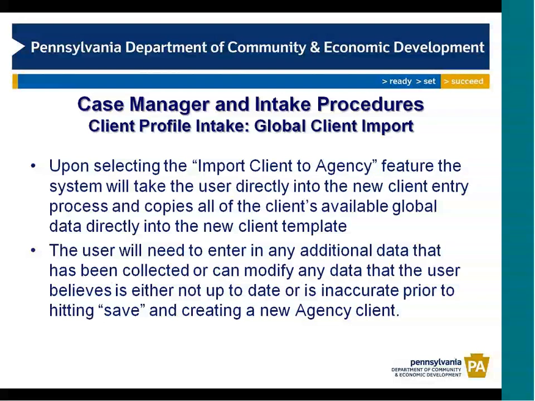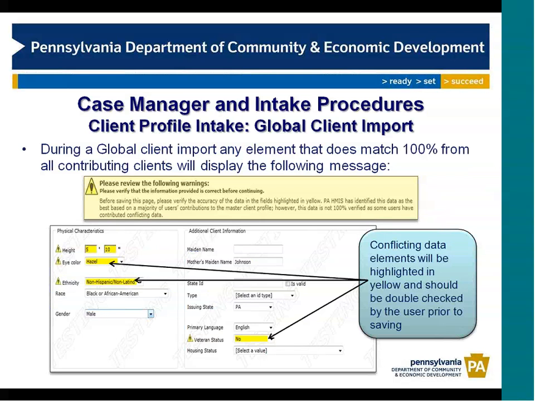Now, when you do a global client import, the system analyzes the imported data, and any client that has any data elements that are deemed what we call not a 100% match across all contributing clients will display the following message. Any of those data elements that we see as not a 100% match across the entire system will be highlighted here in yellow.